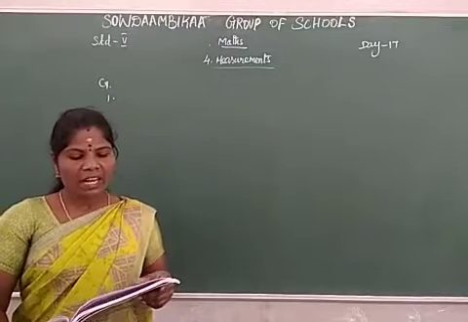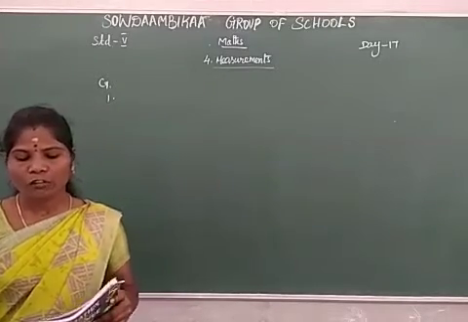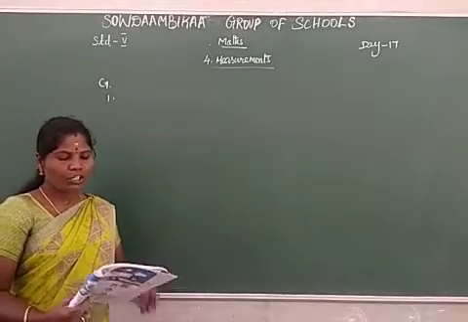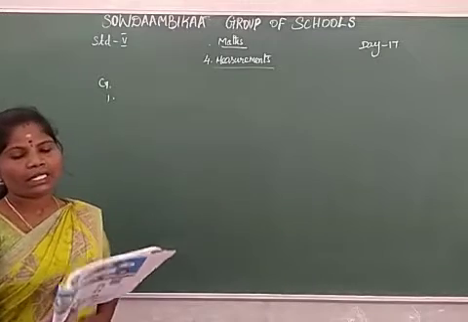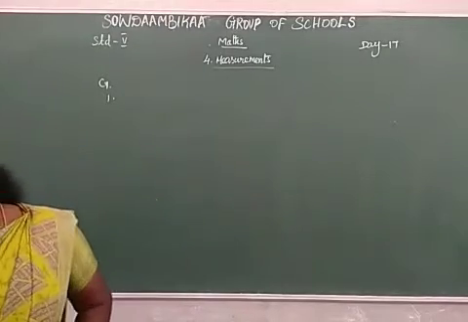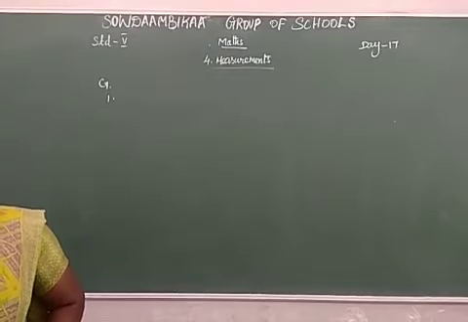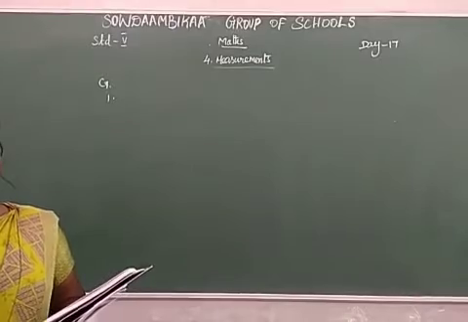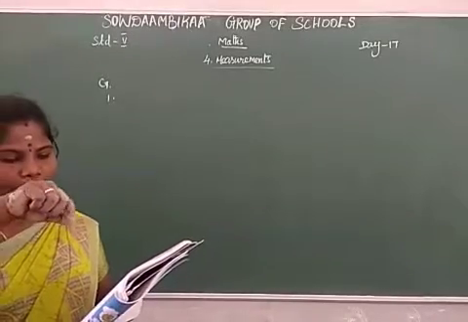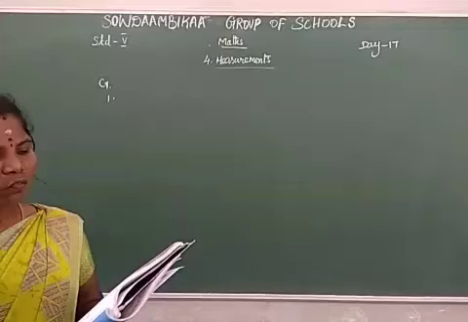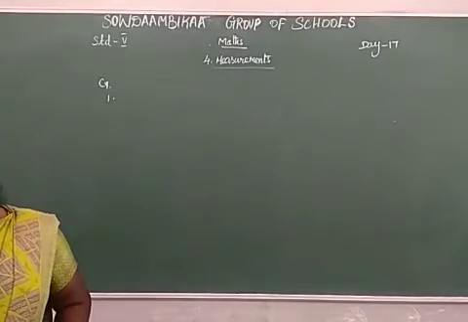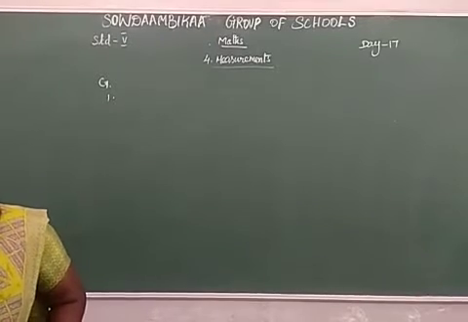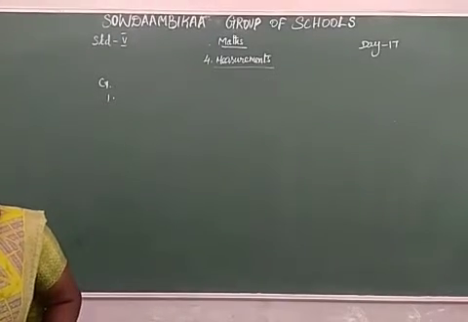Saravanan had chosen to drive his vehicle from Puducherry to Chennai for a distance of 165 kilometers. While starting his vehicle, his odometer showed 00015. What will be the reading of the odometer when he reaches Chennai? Now I write the answer only. Read the question 1 or 2 times, viewers.